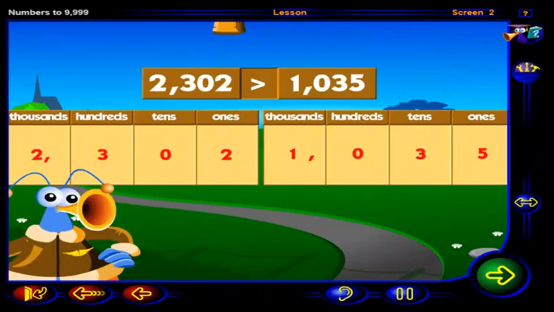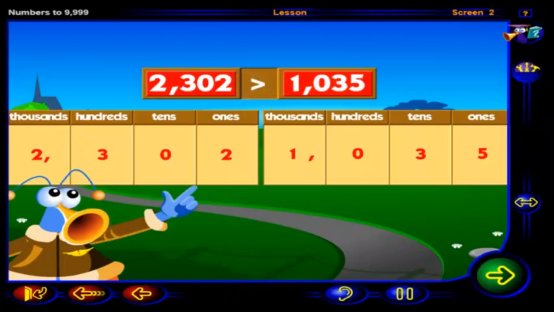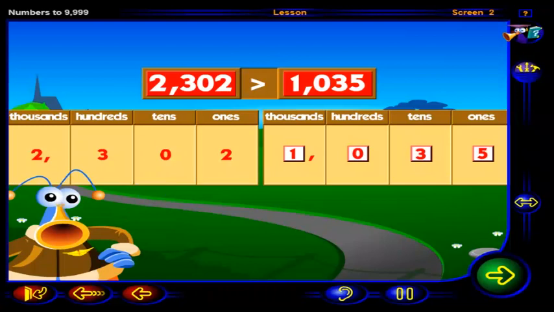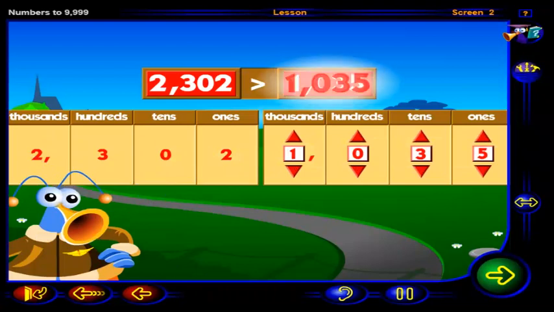Earlier, you found that 2,302 is greater than 1,035. Now, click on the arrows in each place of this number to change the digits in each place. Watch how this number and this sign change.